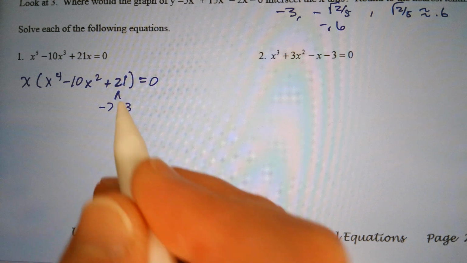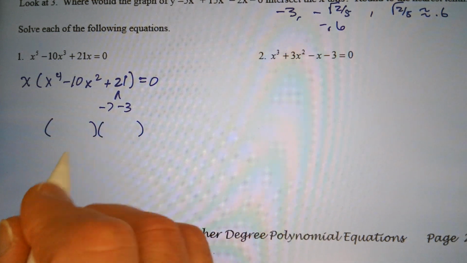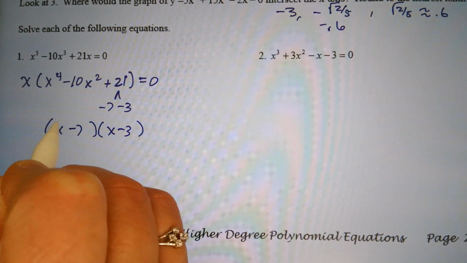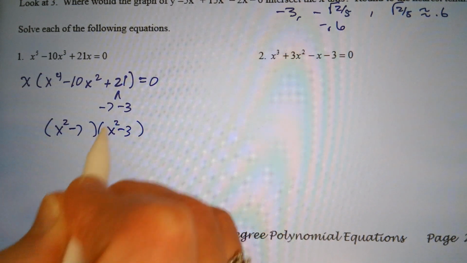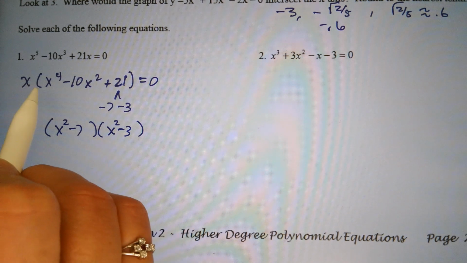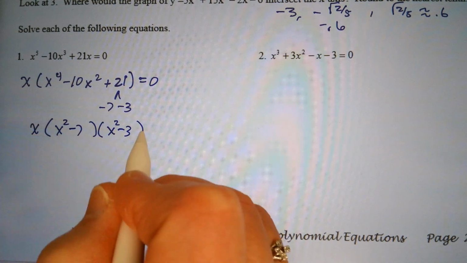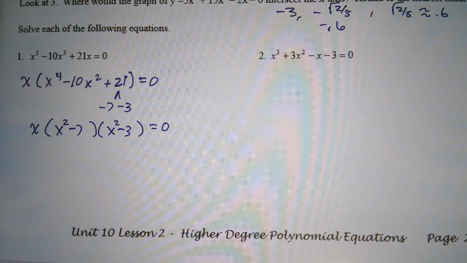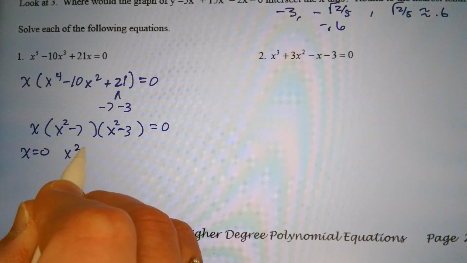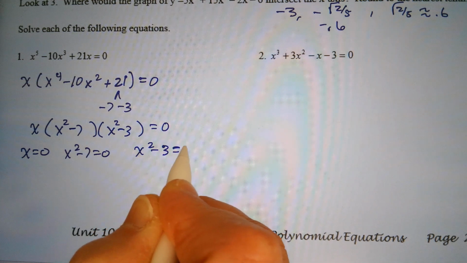-3 and -7. So this factors into 2 binomials. Instead of being x minus 7 and x minus 3, it's x squared minus 7 and x squared minus 3, so that when we multiply x squared times x squared, we will get x to the 4th. Bring down the GCF x. Set each factor equal to 0, and now solve individually.